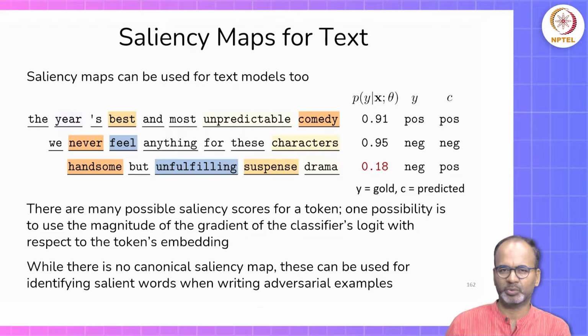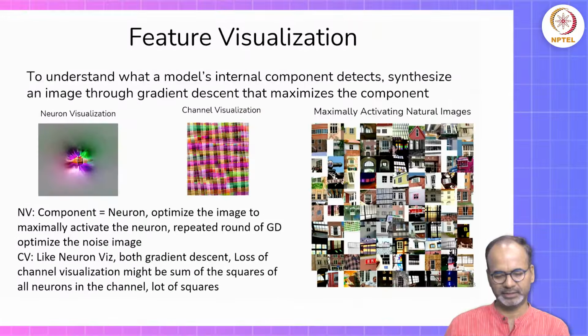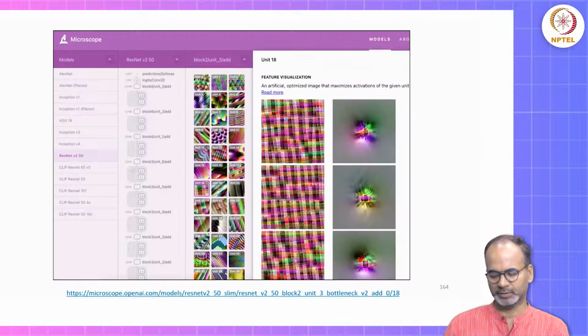Saliency maps need not be only for images, they can be for text also. An example is here. Then we saw the idea called feature visualization, which is to get at the neuron level, with an online implementation of some feature visualization techniques.